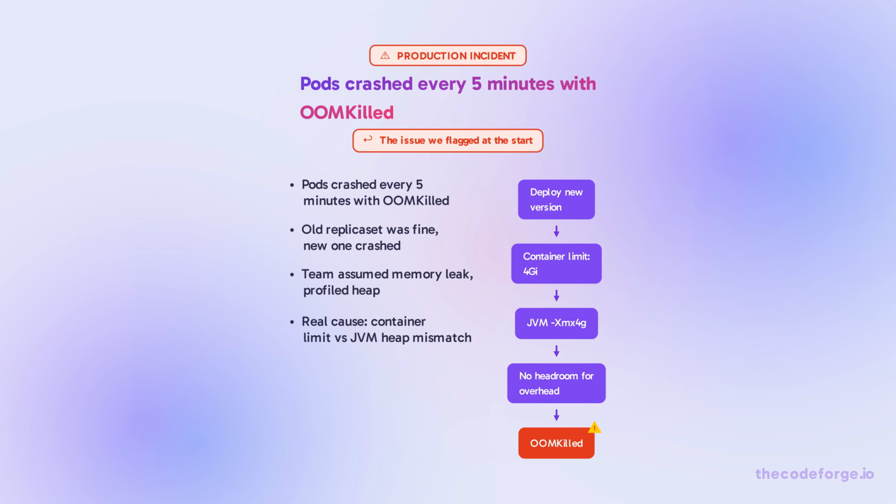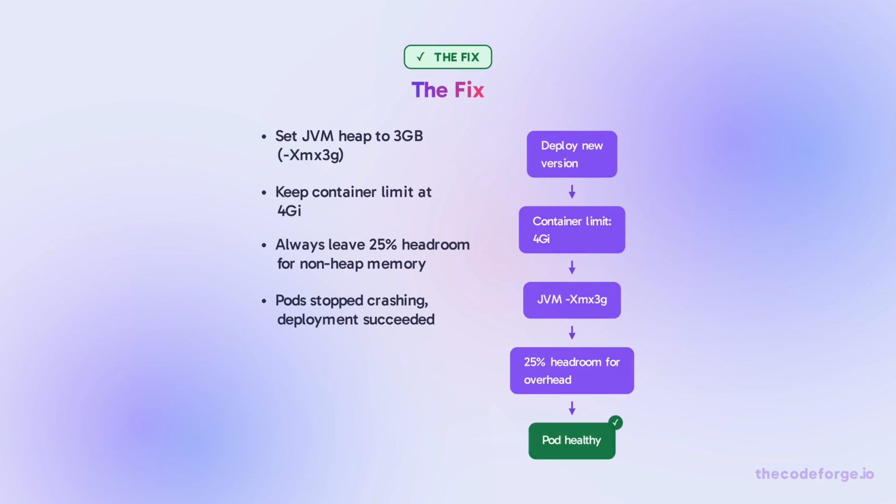4 GB while the JVM heap was set to 4 GB via Xmx4G, leaving zero room for JVM overhead like metaspace, threads, and GC. The container hit the limit instantly. The fix was simple. Set Xmx3G in the JVM args and keep resources limits memory 4 GB. Always leave 25% headroom for non-heap memory. After this change, pods stopped crashing and the deployment succeeded.